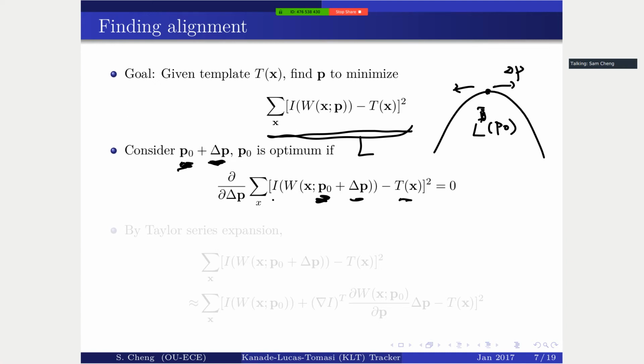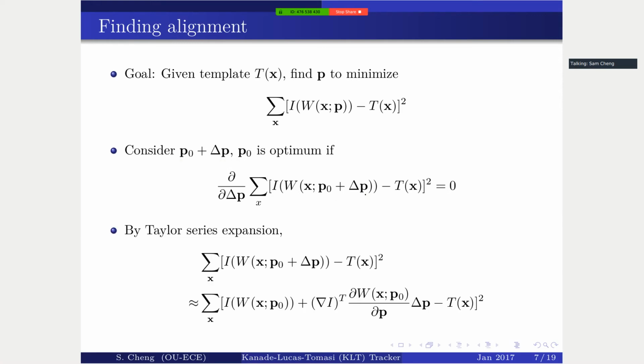Now once I write this, I can use the Taylor series expansion I just mentioned in the last slides, so I can expand this guy into something like this. It looks a little bit complicated. I'll pause a little bit. Can you tell me what these things are here? What's the dimension for this guy?